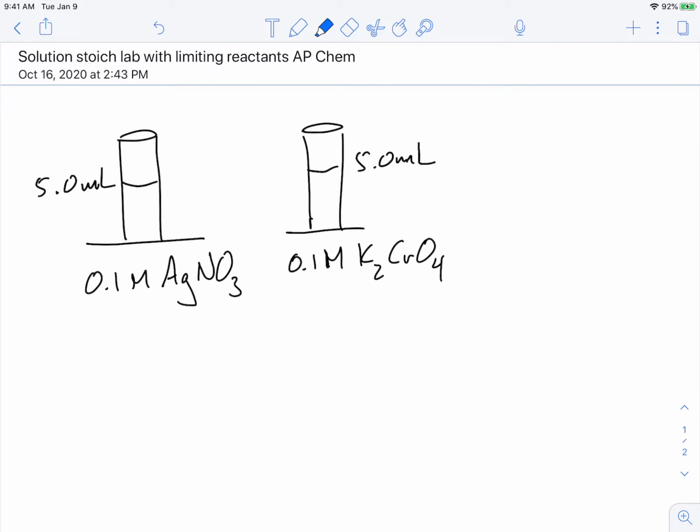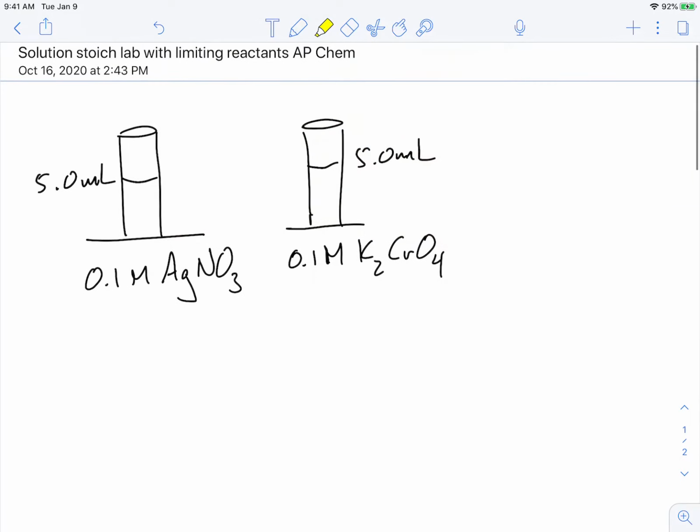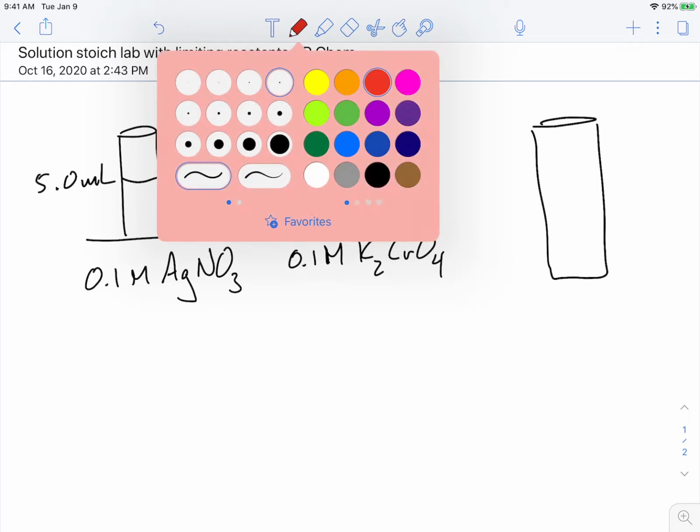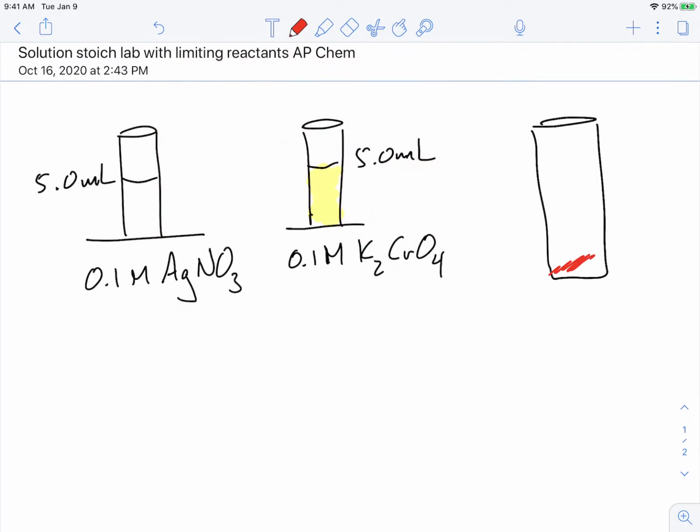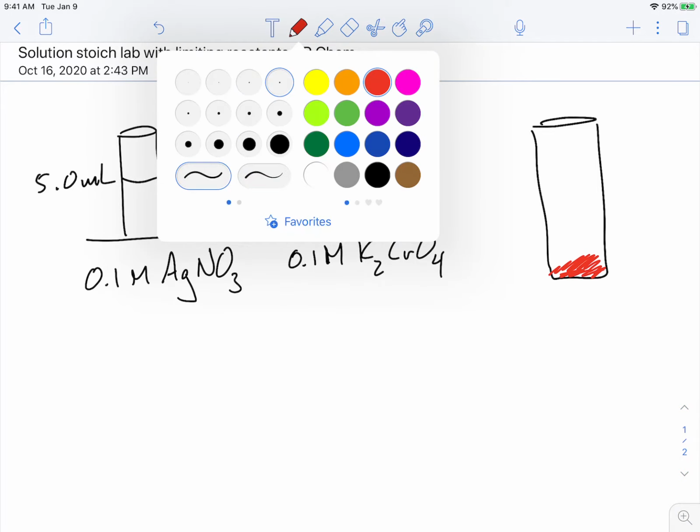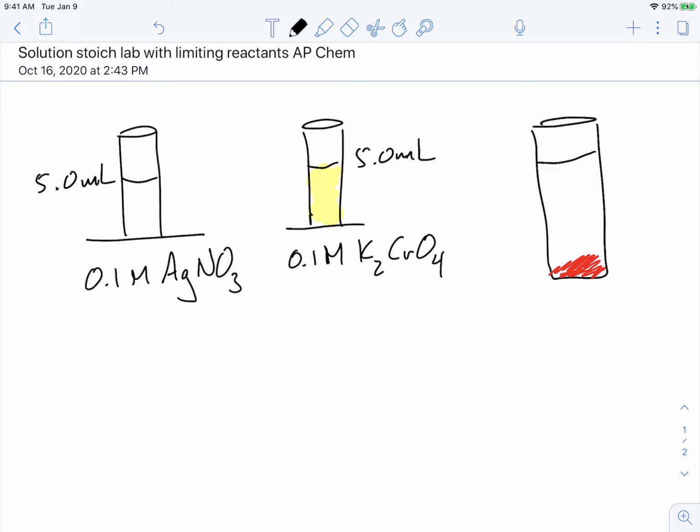And just as a reminder, the potassium chromate was a yellow color. So I'll just go ahead and make that yellow there. And when we mix those together in our test tube, obviously not drawn to scale here, we made a red precipitate, a red solid here. And then after we centrifuged it, what we saw was that we had some yellow solution that was left over.